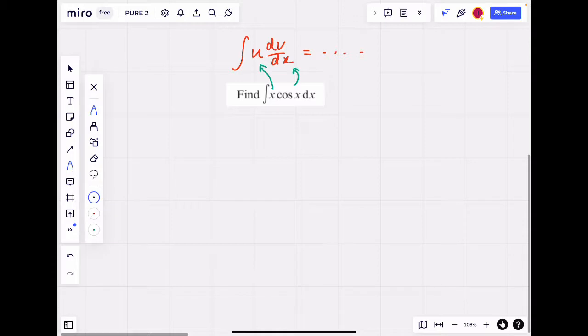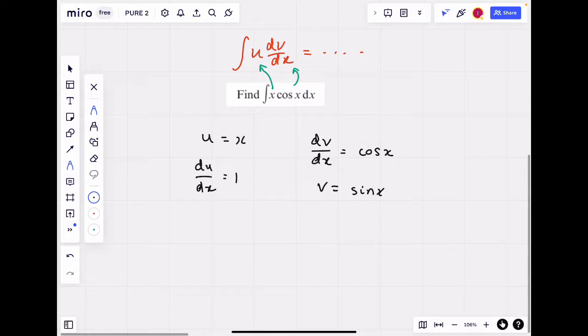When we went through differentiation, and we went through the product rule before, I labeled out u and then du by dx, v and then dv by dx. Same thing is going to happen here. So u equals x, dv by dx equals cos x. So that means du by dx is 1, and that's done by differentiation. v is going to be sine x, and that's done by integration.